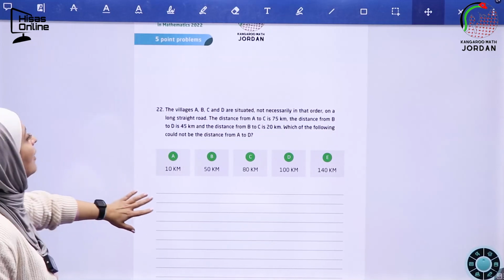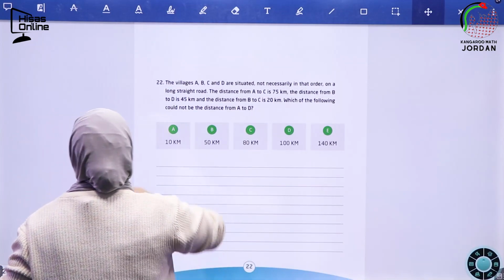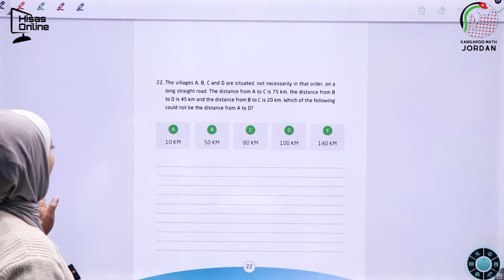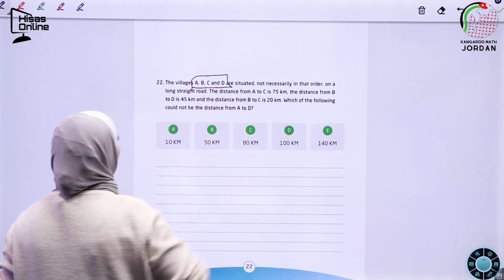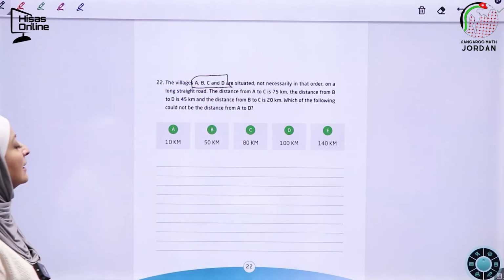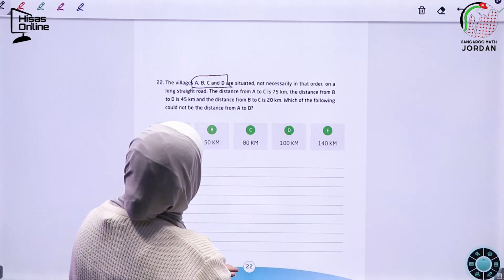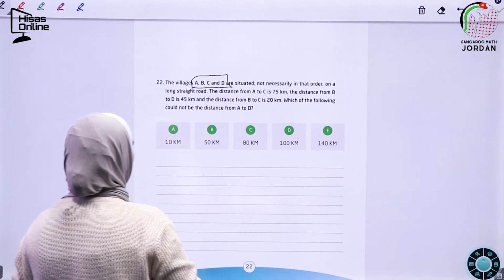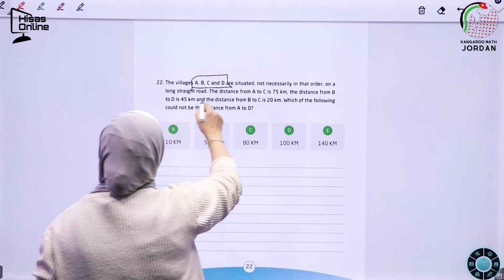This is also a 5-point problem, and it needs you to think more about this. The villages A, B, C, and D are sitting next to each other, not necessarily in the same order, but could be, along one long straight road.